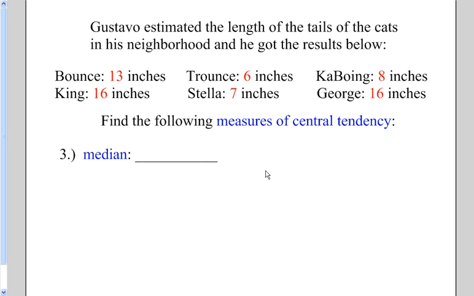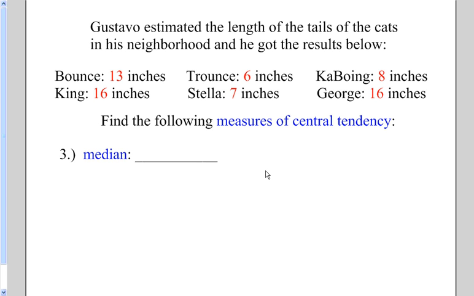This is the homework quiz for week 9, and we're looking at question number 3. Question number 3 continues with Gustavo looking at the length of the tails of the cats in his neighborhood and comparing the results in different ways. There are 6 cats: Bounce, Trounce, Kaboing, King, Stella, and George. We're looking for different measures of central tendency.